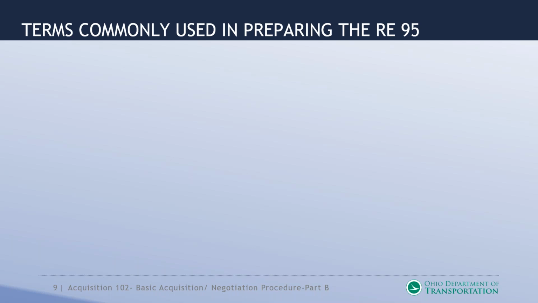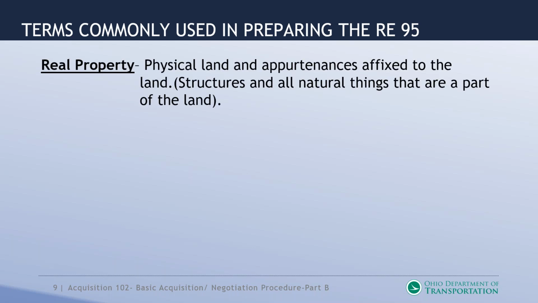Commonly used terms when preparing the Re95: real property, physical land or appurtenances fixed to the land, structures, and all things natural that are a part of the land.